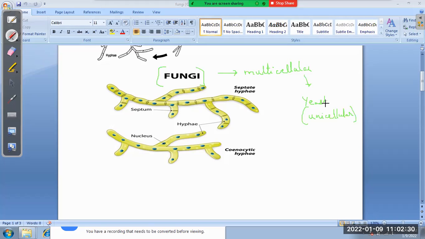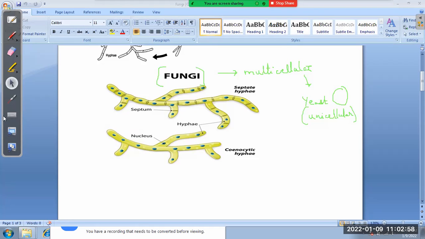Okay. So yeast basically is just one single cell. Yeast is the only exception in fungi wherein yeast is unicellular, rest of all of them are multicellular. So what is multicellular? They are made up of many cell types. Unicellular is one single cell.